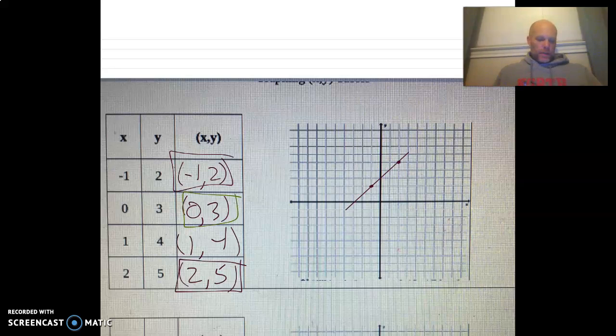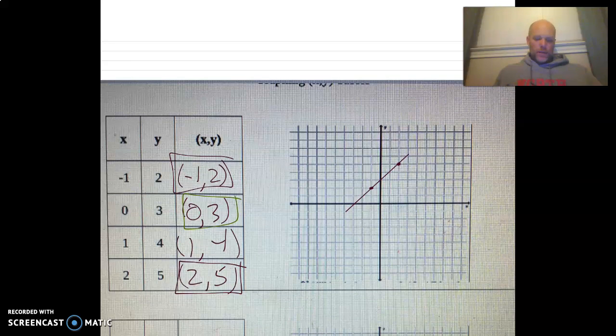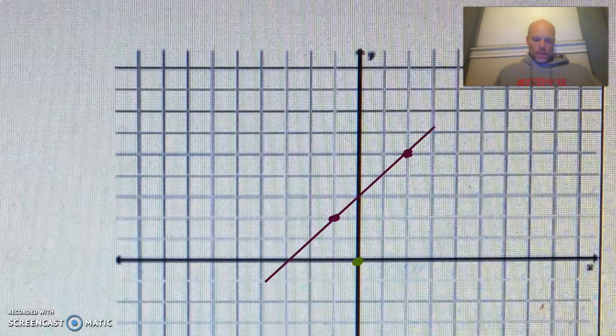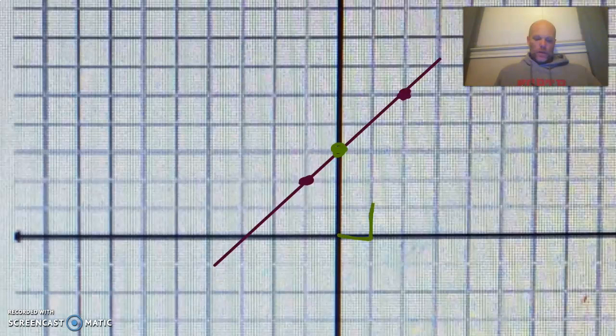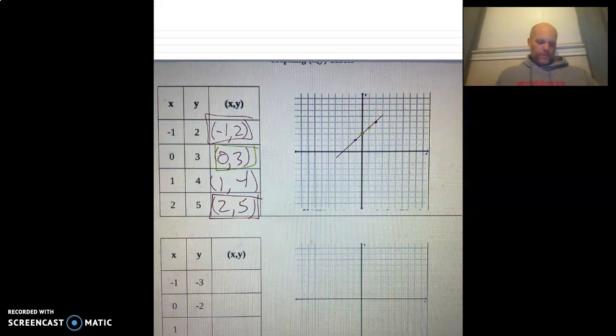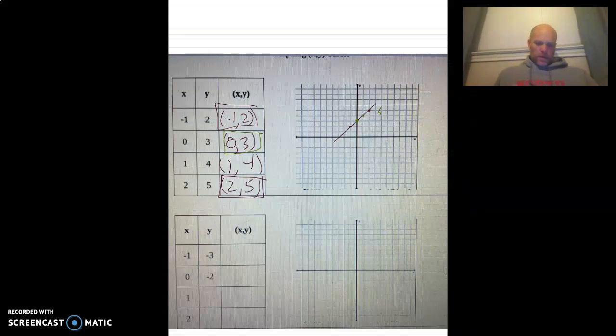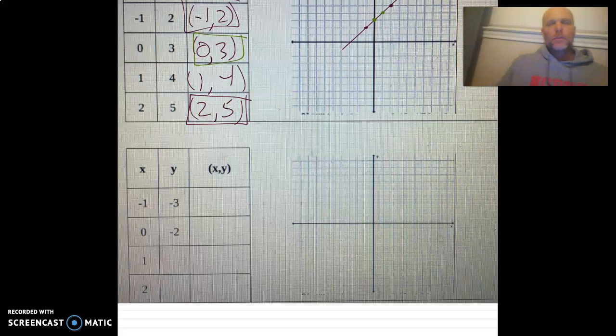Okay, so then I can just check the other points on the line. I'm going to look at that green one there, 0, 3. 0, right there, up 3, 1, 2, 3, and yes, it lands right there on the line. The next one is 1, 4, X of 1, Y of 4, 1, then up 1, 2, 3, 4, and yes, it lands right there on the line. Okay, sorry, don't know why that's doing that. Let's look at the next one.